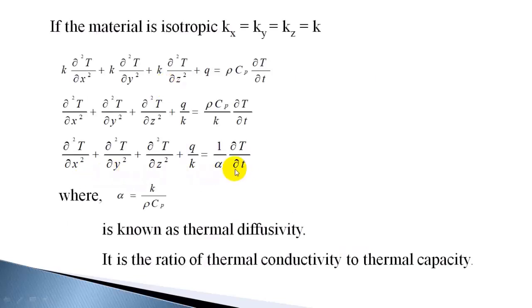So generally we treat the material as having constant thermal conductivity. So for a constant thermal conductivity isotropic material, this is going to be the most general equation. You can always use this equation, and from this you can derive all the appropriate equations.